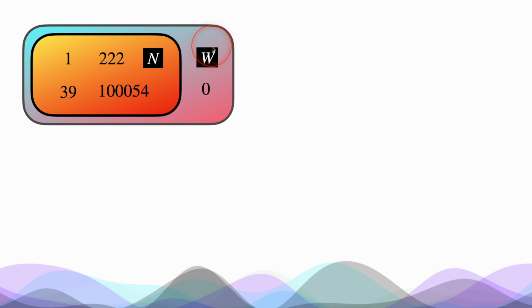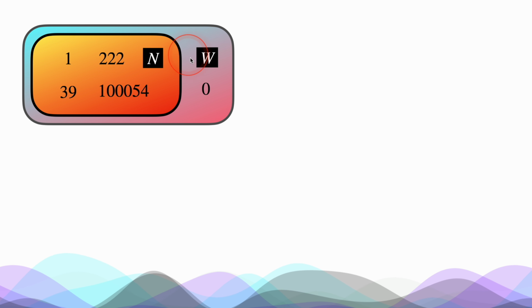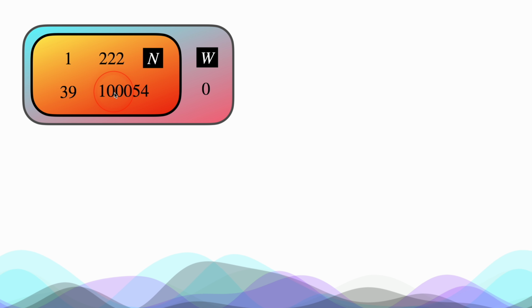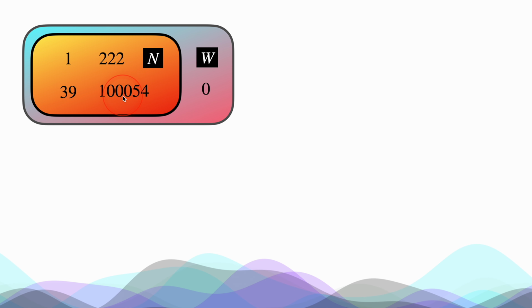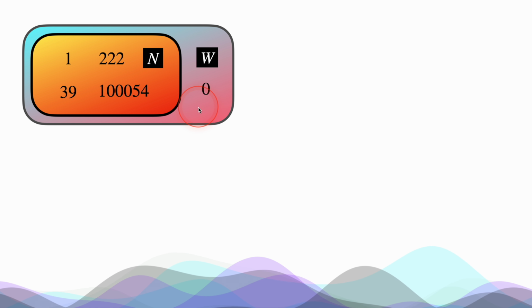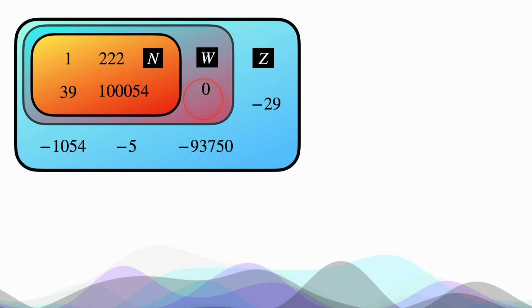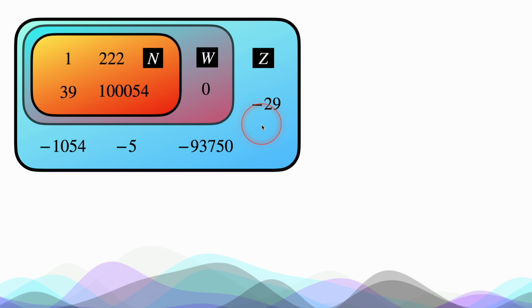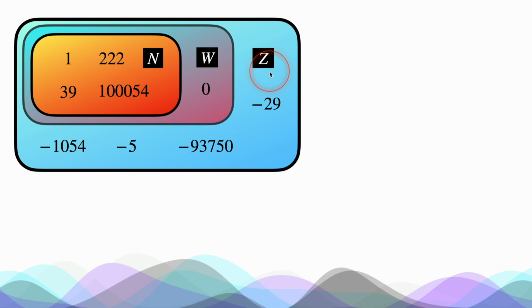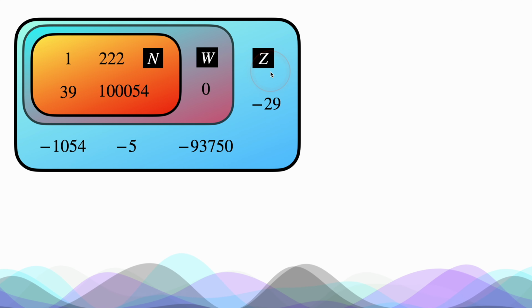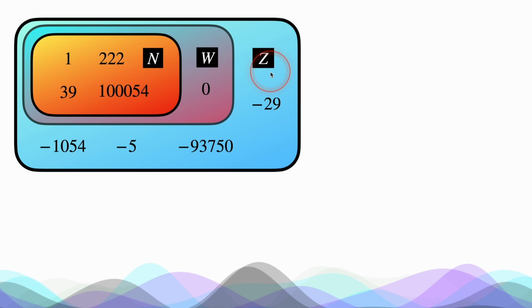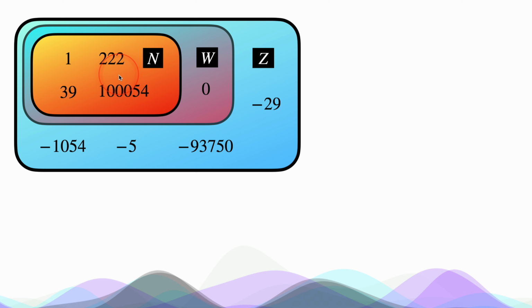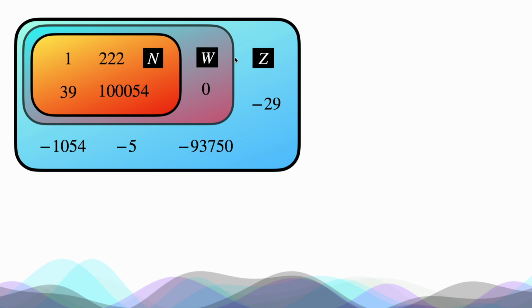So any number within this box is a whole number. So 1 is a whole number, 222 is a whole number, 1,54,000 is a whole number, and so is 0. 0 is also a whole number. Further, if we include all the negative numbers, we have what we call integers, represented by the letter Z. So it includes negative 29, minus 5, 0, 222. All these can be called integers.